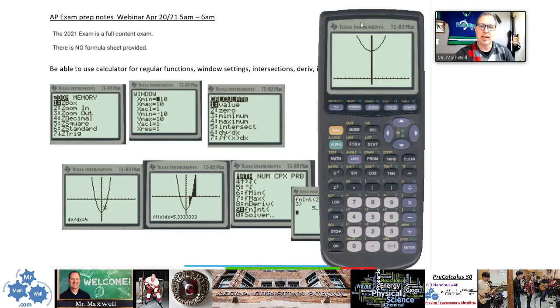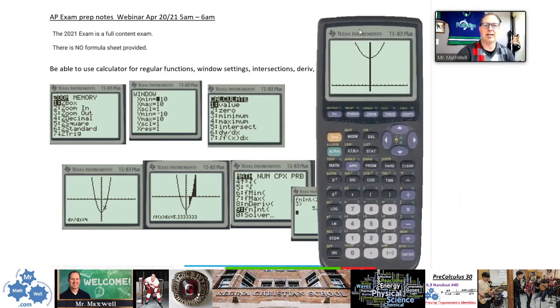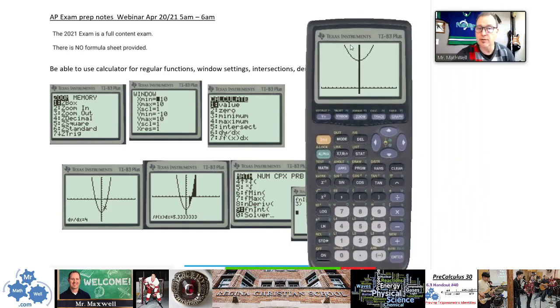Okay. What else will you need to know? You'll need to know how to find intersection points between graphs. You'll need to find maximum and minimum values. You might want to do that as well. So let me just move this over a little bit. This is going to change the graph just a little bit.